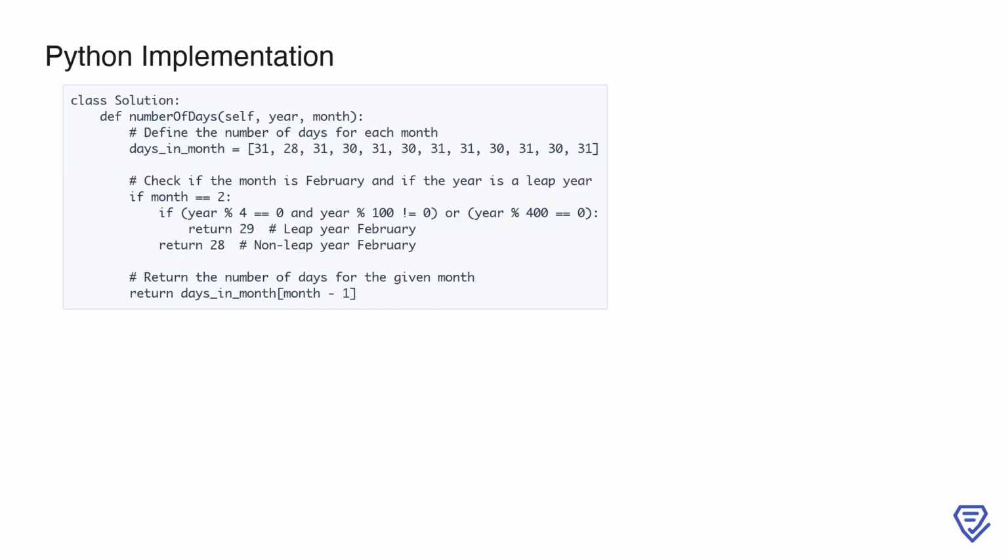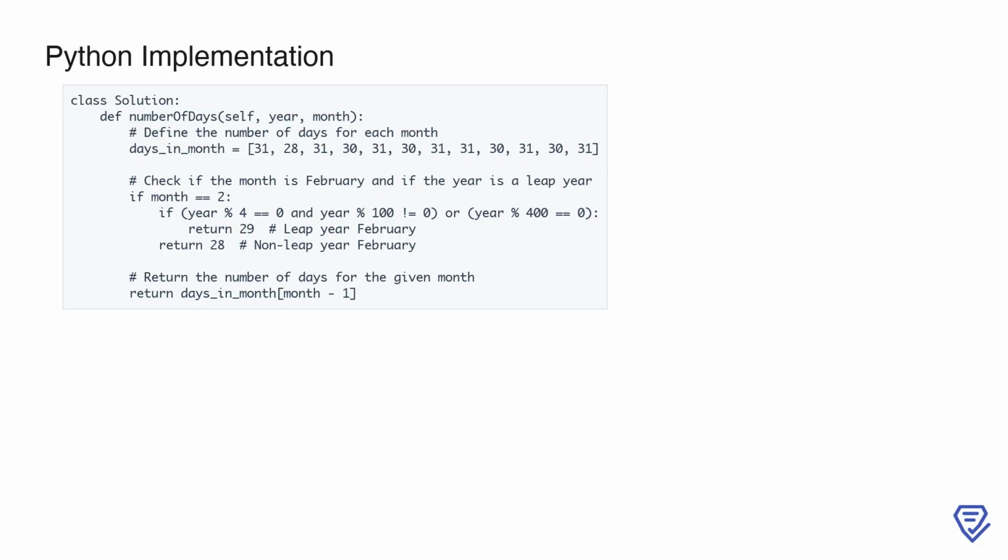This Python solution implements the number_of_days function, which takes two inputs, year and month. The goal is to determine the number of days in a specific month for a given year. The function first defines a list days_in_month containing the standard number of days for each month, from January to December. For all months except February, these values remain constant. However, February's number of days depends on whether the year is a leap year.